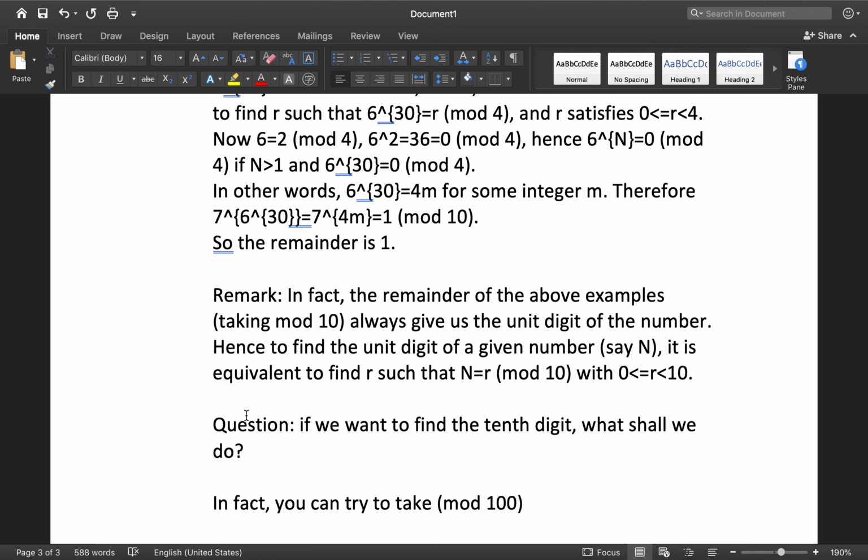If you have questions, you can let me know, and I will show you more examples or explanation of why it gives you the 10th and unit digit. In fact, I have some other problems that can show you it must give you the unit digit and the 10th digit as well. But try to think about it. Why?